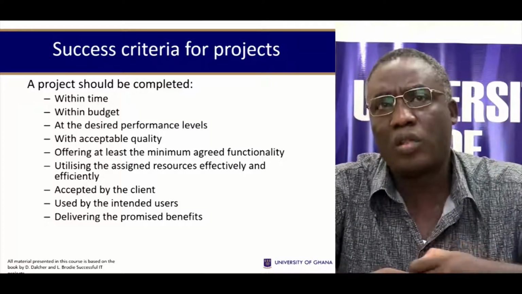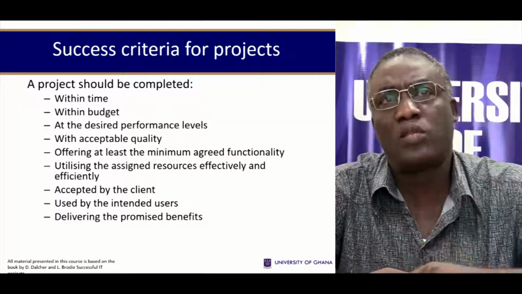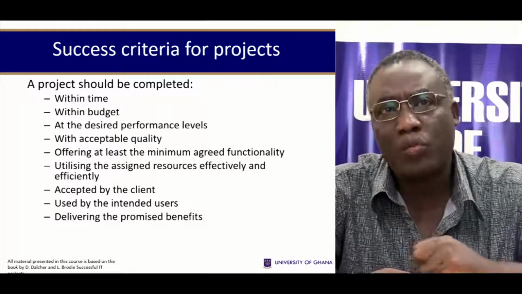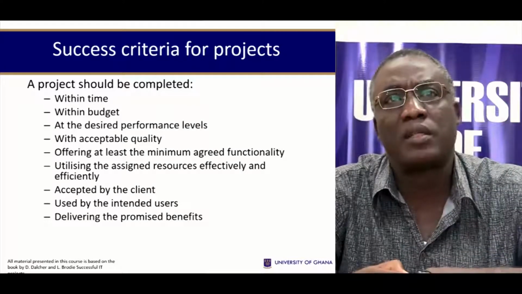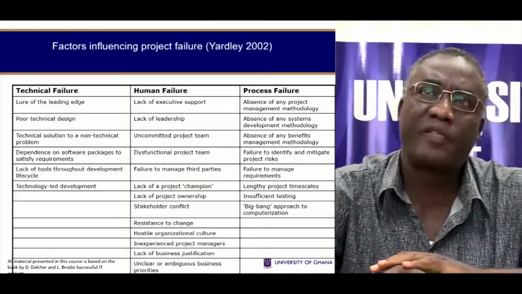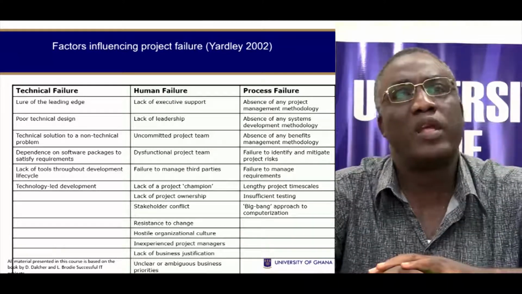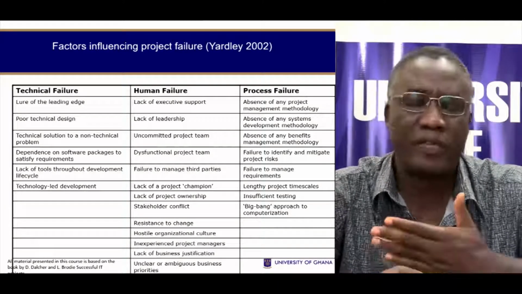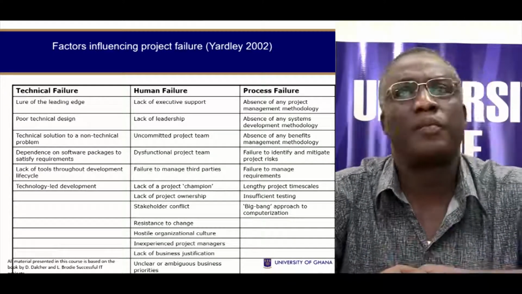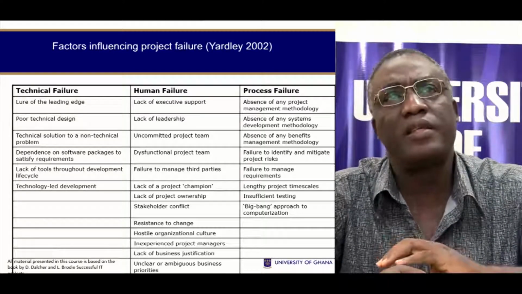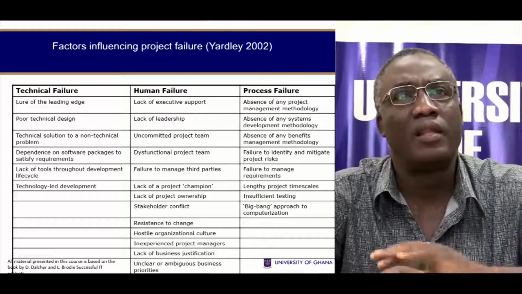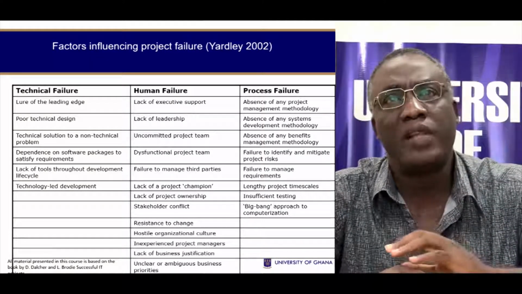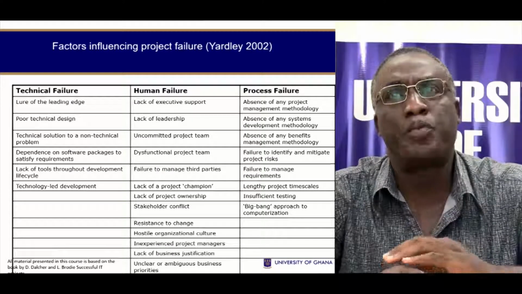Now, if you think about a student project or your final year project, which of these criteria do you think will be applicable to your final year student project? Now, what factors would influence whether a project is successful or had failed? Or what factors influence project failure? We can actually divide these into three categories. Failures that are technical in nature, failures that are human, and process failure.